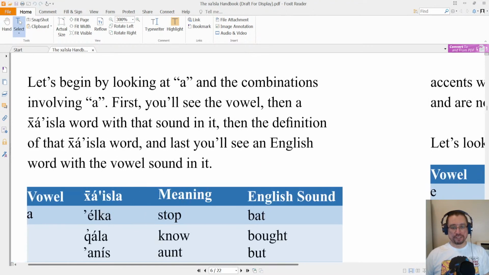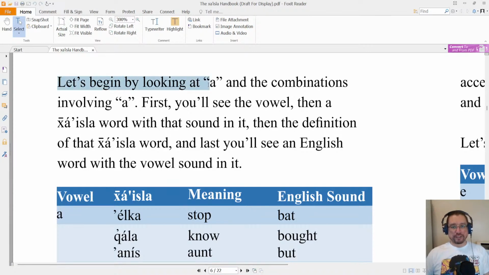So now going down to the next page. Let's begin by looking at the A vowel and the combinations involving A.